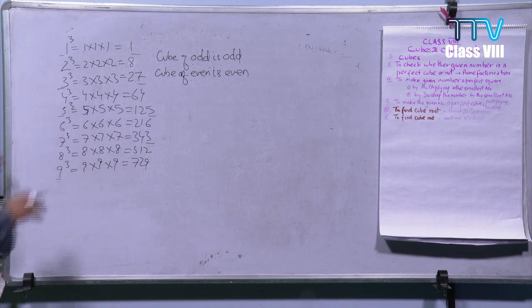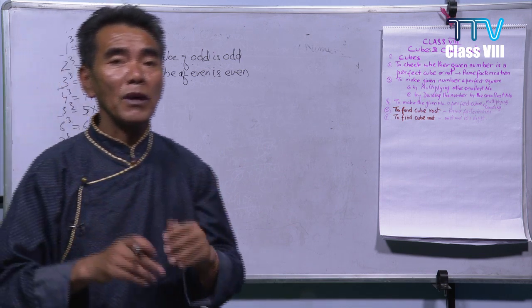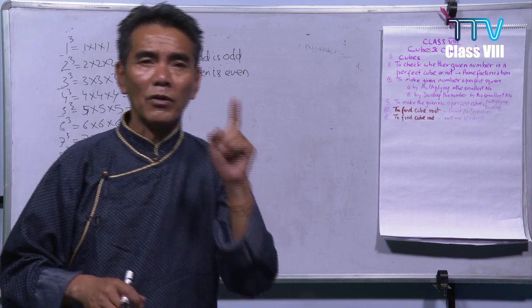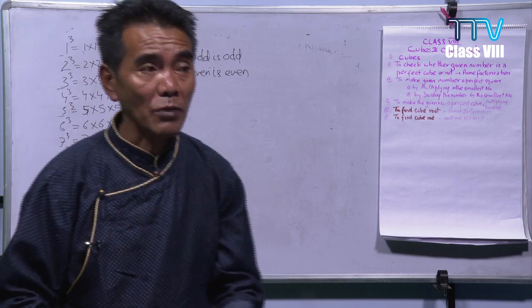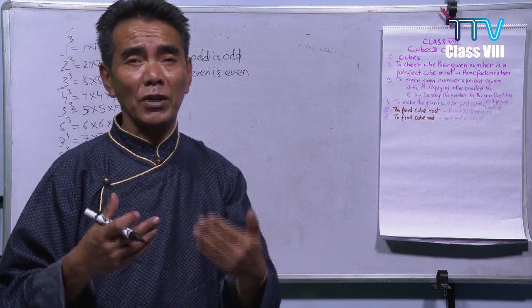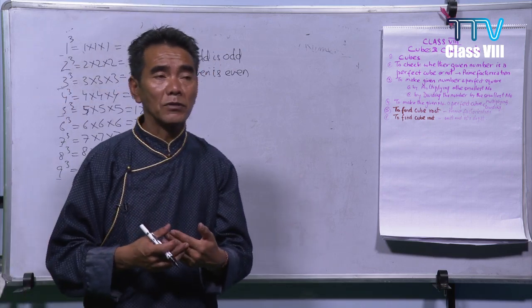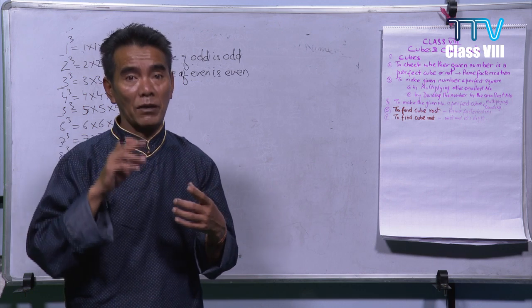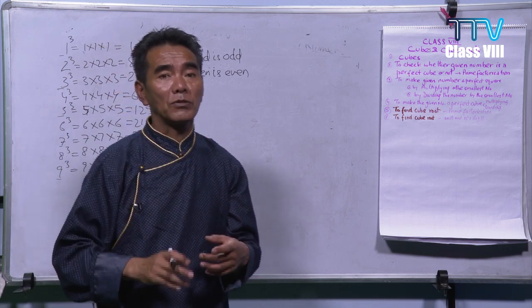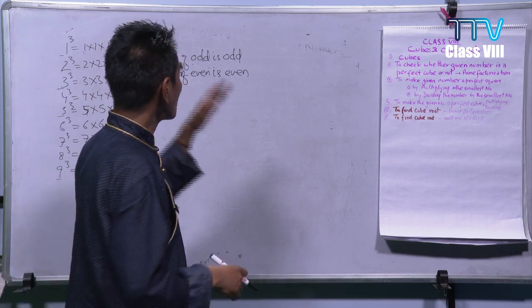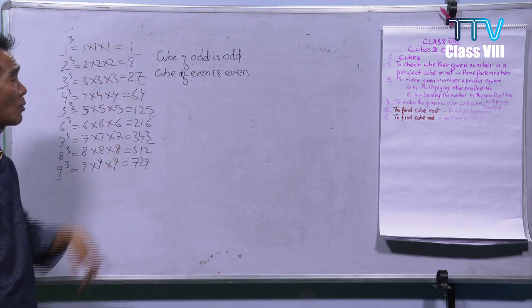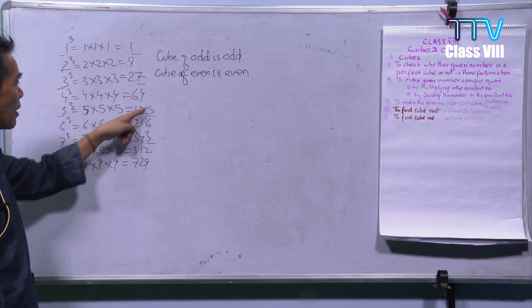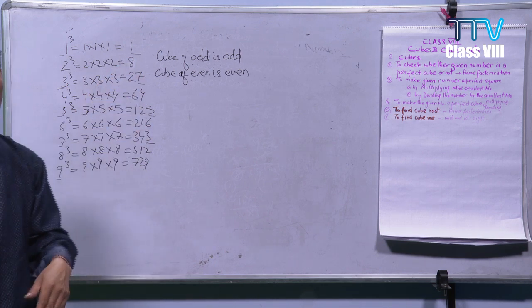For a perfect cube, unlike a perfect square, first step is to check the unit digit. For a perfect square, if the unit digit is 2, 3, 7 or 8, the number is not a perfect square. For a perfect cube, any unit digit from 1 to 9 is possible, so this check does not rule anything out.